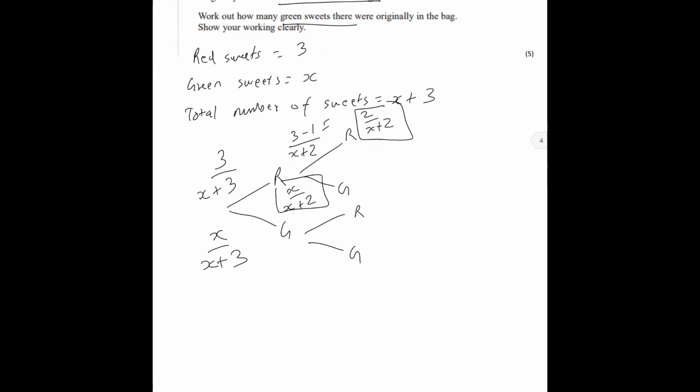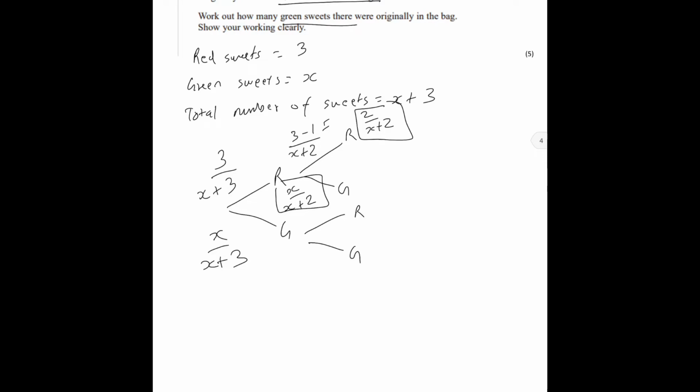So the number of green sweets is x by x plus 2. Now on the second hand of the question, I'm just going to put the square brackets here, or just circle it or something. Okay, now how to get a red sweet.